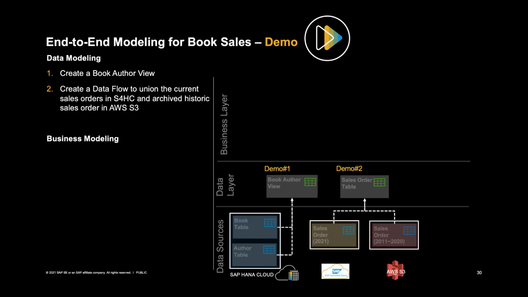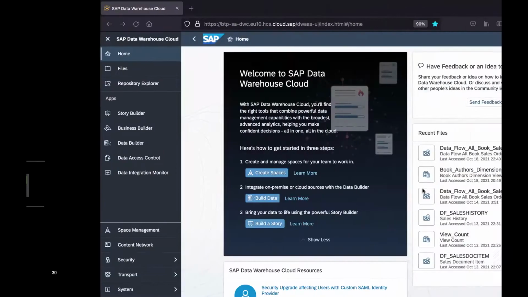In demo number 3 of the end-to-end modeling for the book sales, we're going to learn how to generate the time dimension data on the space, and eventually automatically create a time view for that as well. Let's have a look at the system.